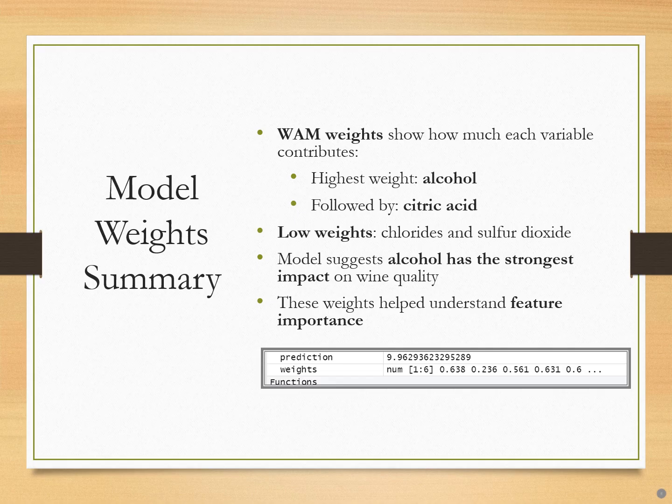Next is the model weight. The model assigned the highest weight to alcohol, showing it's the most important feature for predicting wine quality. Citric acid had some influence while chlorides and sulfur dioxide contributed less. These weights give clear insights into which variables matters the most.